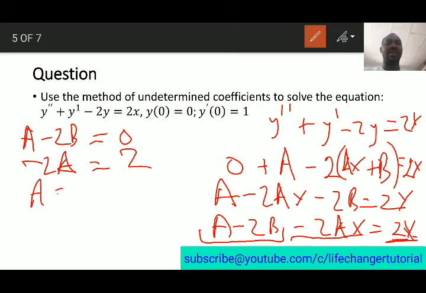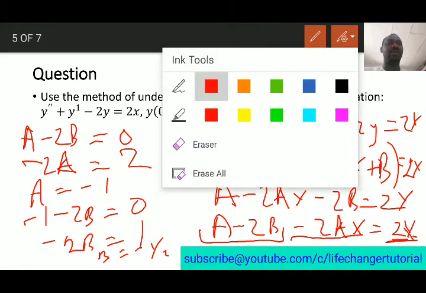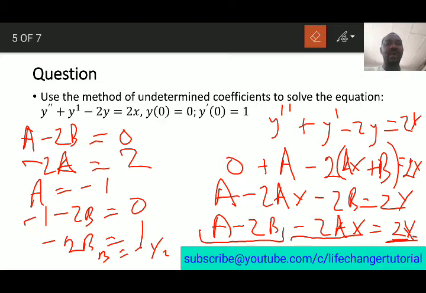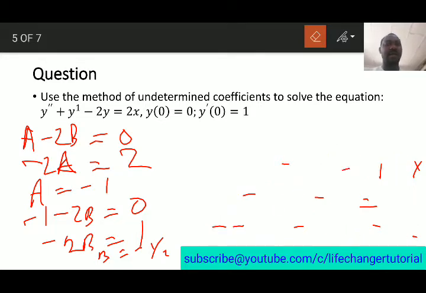So you can see that a will be equal to minus 1. If I substitute that into the first equation, I'm going to get minus 1 minus 2b equal to 0. So that means minus 2b is equal to 1. That means b is equal to minus 1 over 2. So we got a to be minus 1, then b to be minus 1 over 2. Let's rub this off.